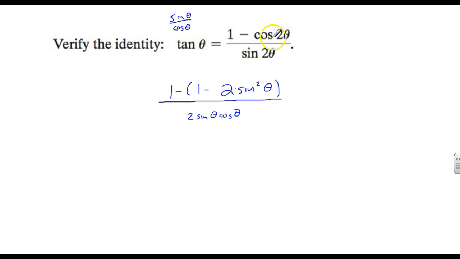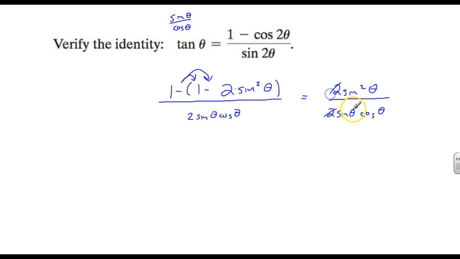All right, that's the same thing as cosine 2 theta as well. And then notice what's going to happen when I distribute this through. I'm going to end up with 1 minus 1 is 0. Negative minus negative is a positive 2 sine squared theta. And on the bottom, I've got 2 sine theta cosine theta.